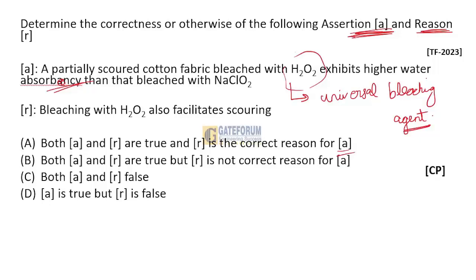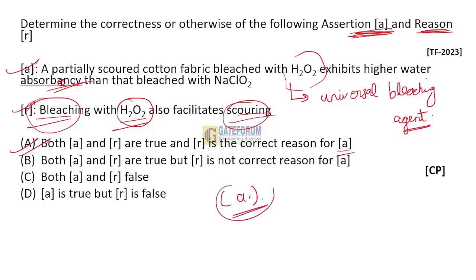when compared to NaClO2, hydrogen peroxide is a universal bleaching agent that helps in the removal of impurities, and it also increases the water absorbency of the fabric. H2O2 also facilitates the scouring process, where all these oil, fats, waxes are removed from the fabric, and this one process facilitates the other process. So both these statements are correct, and this R is the correct reason for assertion. So option number A is the correct answer.